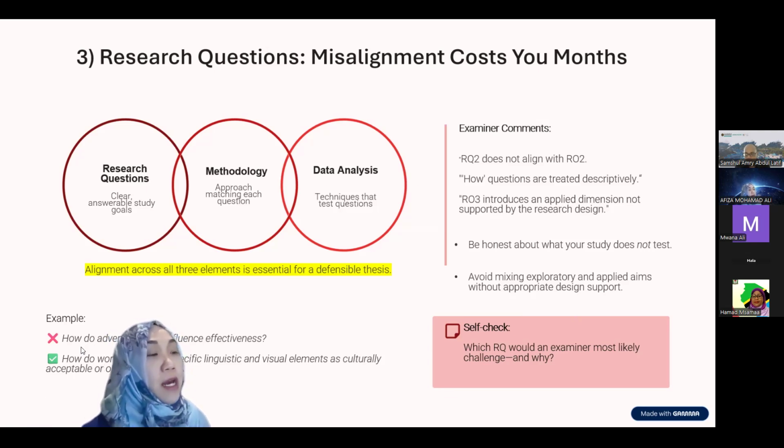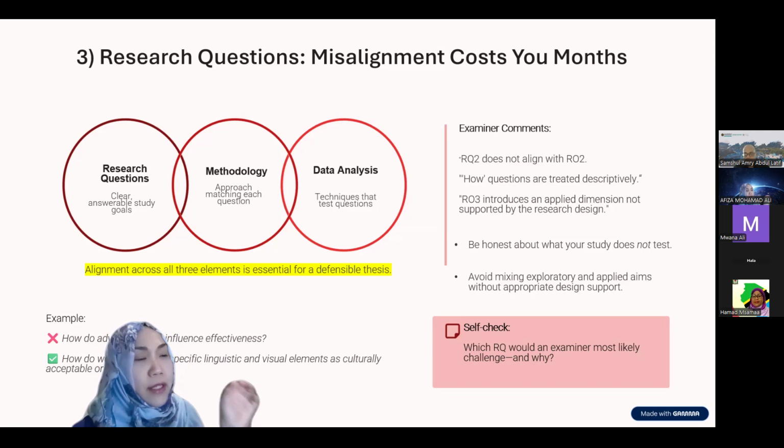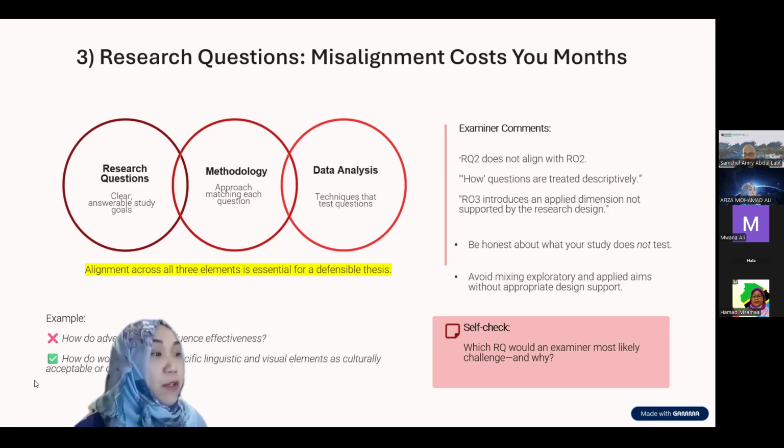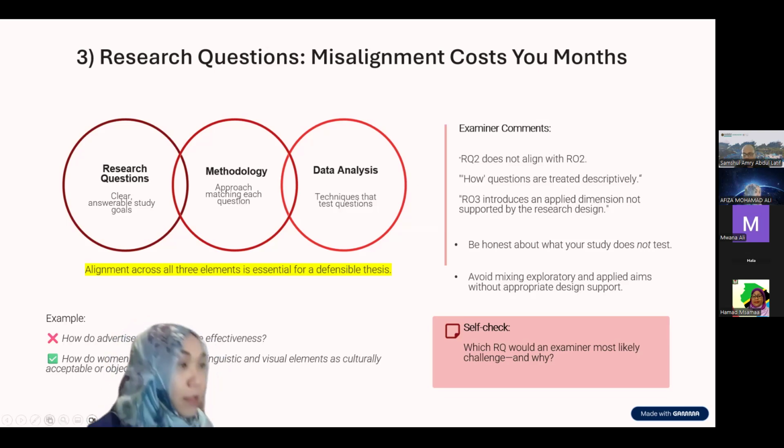An example here would be, how do advertisements influence effectiveness? This was a simple RQ at a PhD level examination. So we would want to see, how do women interpret specific linguistic and visual elements as culturally acceptable or objectionable? This has to do with the objectives of the study. Clearly this study was done on something to do with advertisements. So we would want to see the exact thing that you're looking for, in what context, and the theory that's linked to it. Again, this is not a research methodology course. I'm sharing with you examiners' comments.